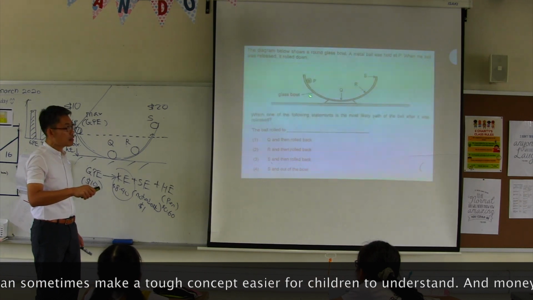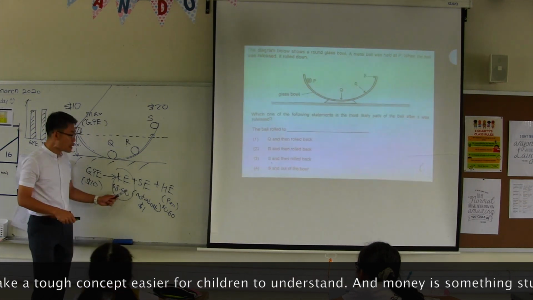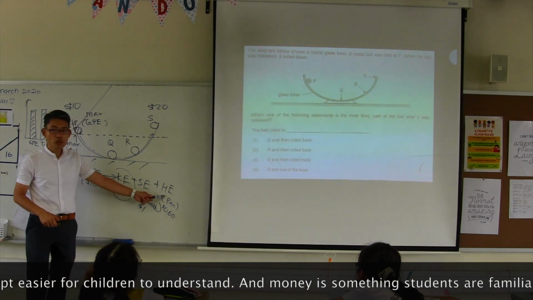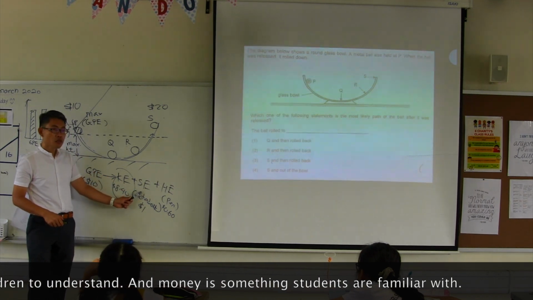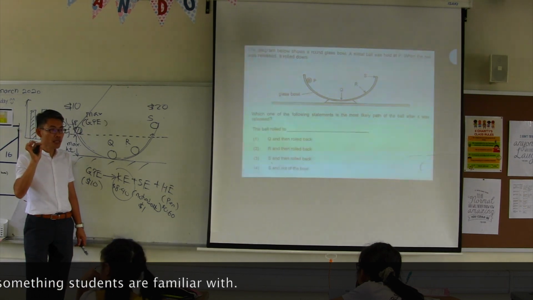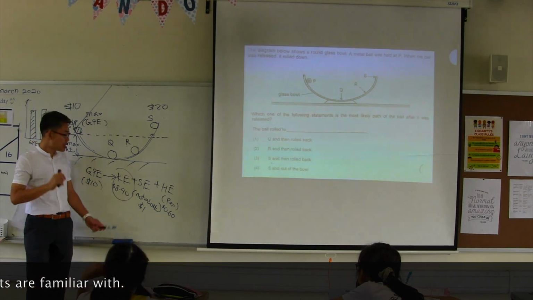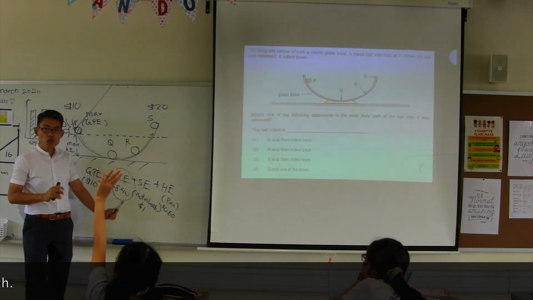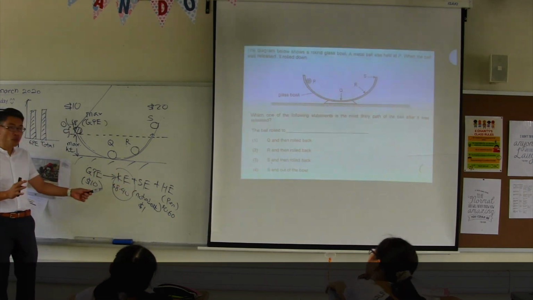And roll back. Every time it rolls, some energy will be converted to heat, some energy will be converted to sound. So eventually, 0 KE. Eventually. Who understands this idea?